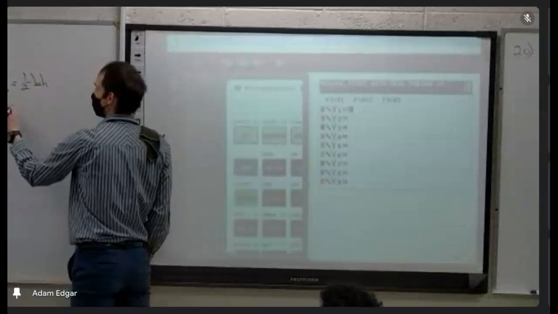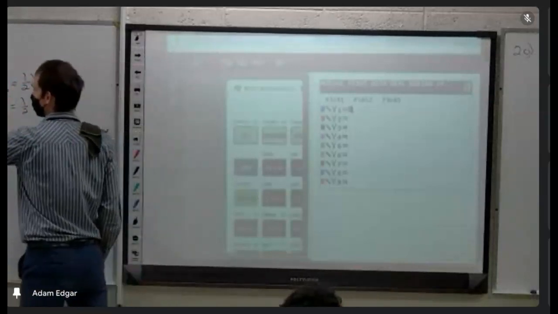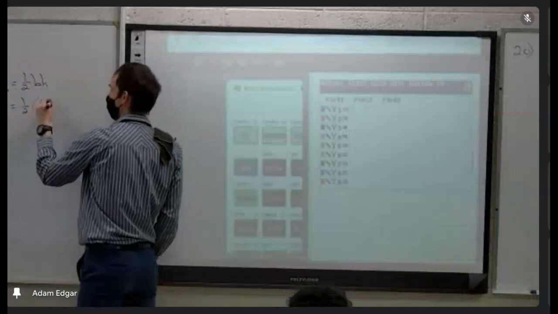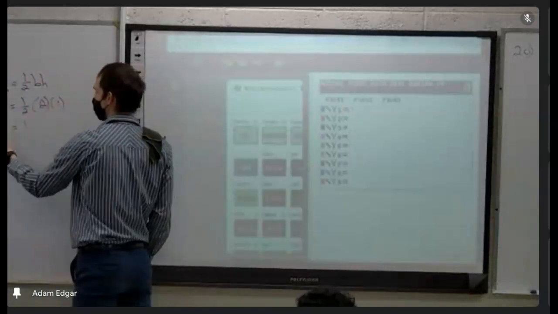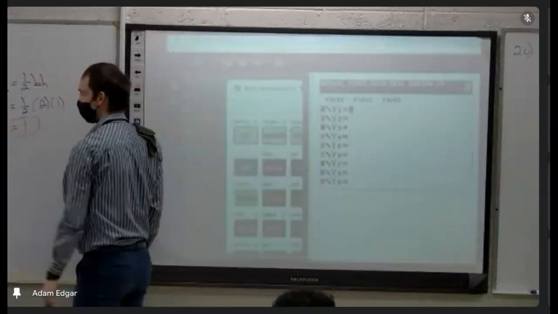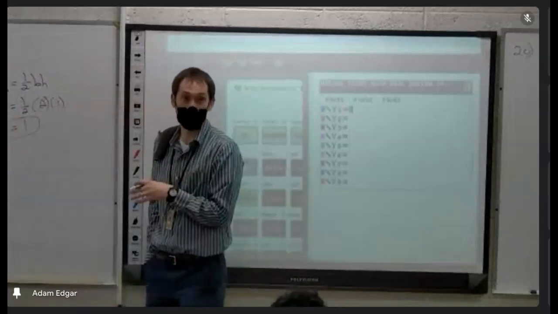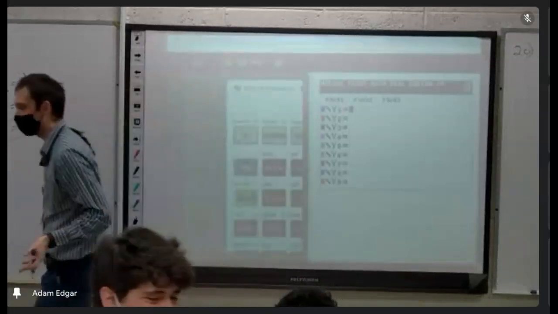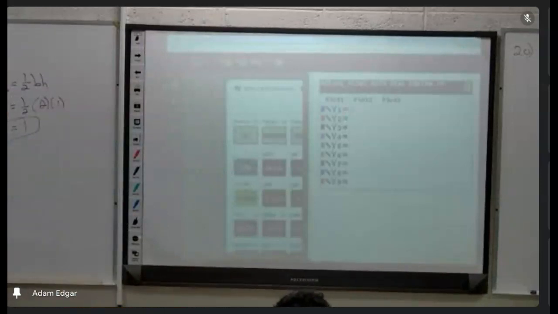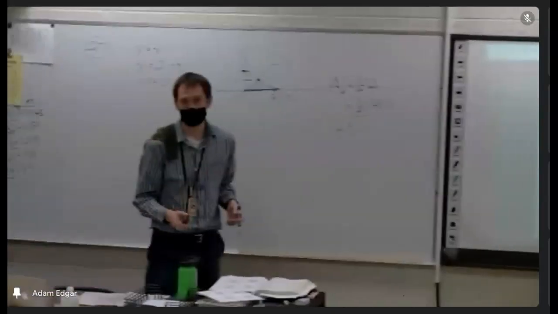Base looks like it's 2. Height looks like it's 1. Area is 1. Done. So that's the easy way. Now, if you insist on doing things the hard way, that's fine.